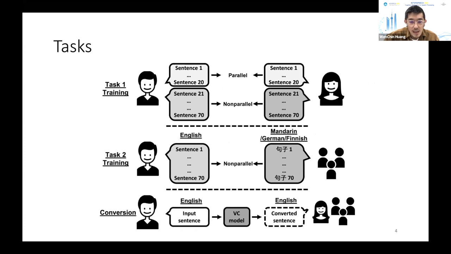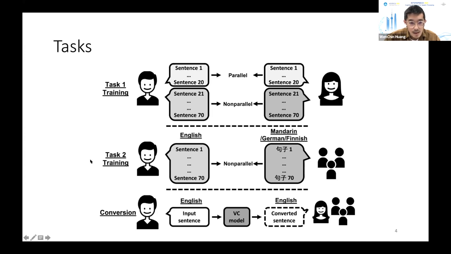And when we say semi-parallel, we mean that among the source and the target training sets, a subset of them is parallel, meaning that the contents are the same, while the rest of them are non-parallel, meaning that they are of different contents. Although methods for tackling non-parallel VC data can be directly used, we encourage participants to utilize this small subset of parallel data so that they can enhance their results.